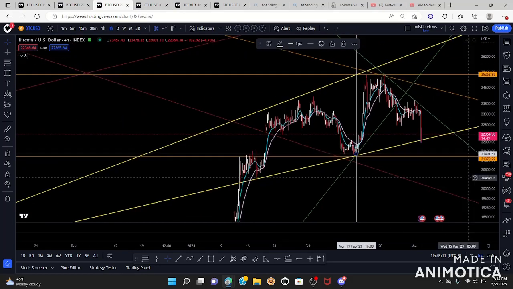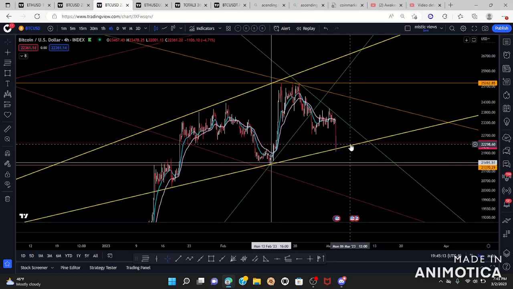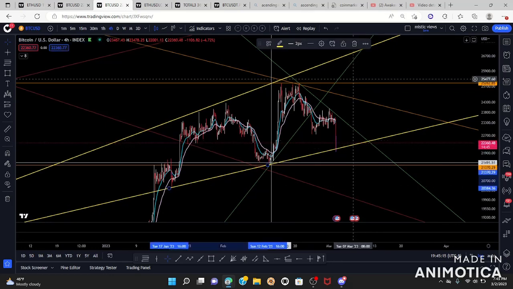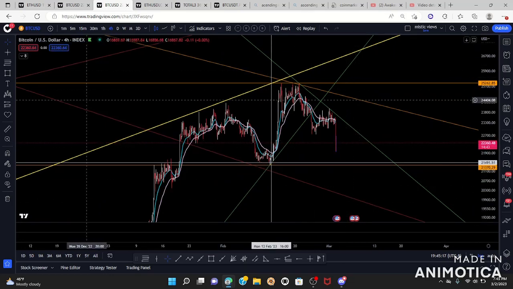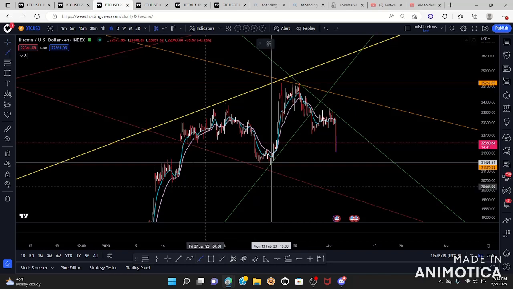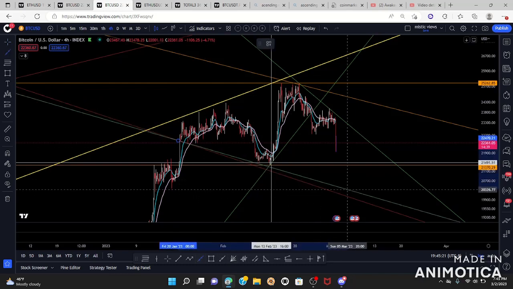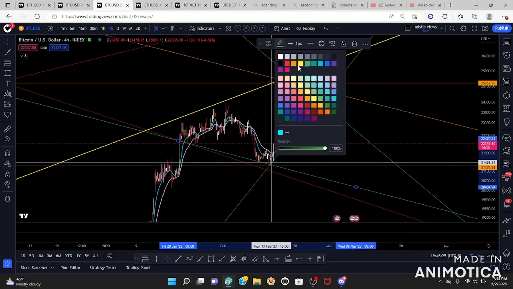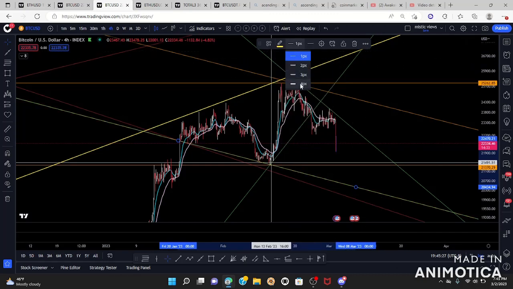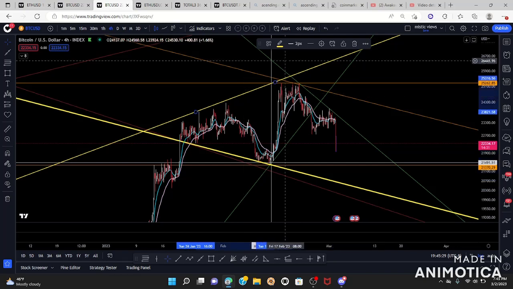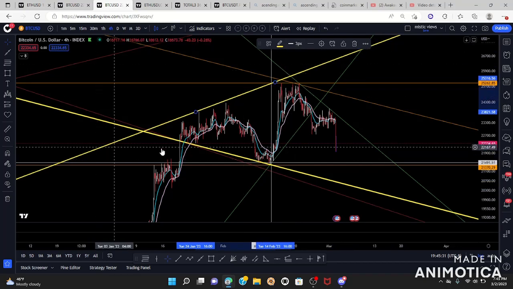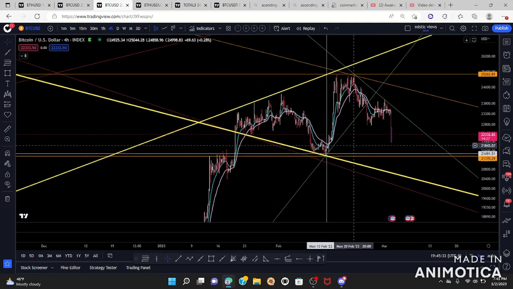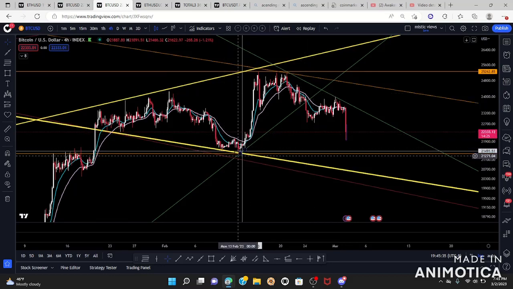And yes, this megaphone would be invalidated, but check this out too. If this megaphone is invalidated, we could have another one just playing out just like this. Right? So we have 2 scenarios, and that would give us this 1 touch, 2 touch target.